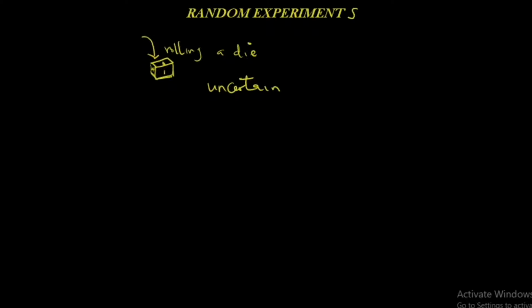After the experiment, the result of the random experiment is known. An outcome is a result of a random experiment. So an outcome is a result from a random experiment. The set of all possible outcomes is called the sample space.